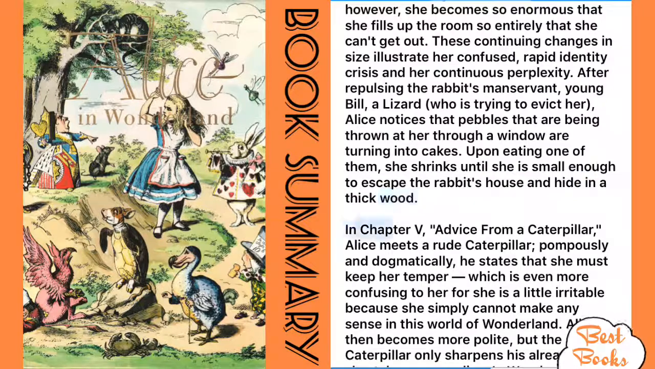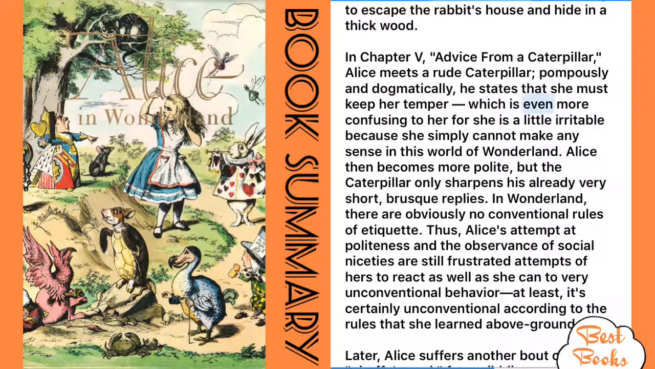In Chapter V, Advice from a Caterpillar, Alice meets a rude caterpillar. Pompously and dogmatically, he states that she must keep her temper, which is even more confusing to her for she is a little irritable because she simply cannot make any sense in this world of Wonderland. Alice then becomes more polite, but the caterpillar only sharpens his already very short, brusque replies. In Wonderland, there are obviously no conventional rules of etiquette.